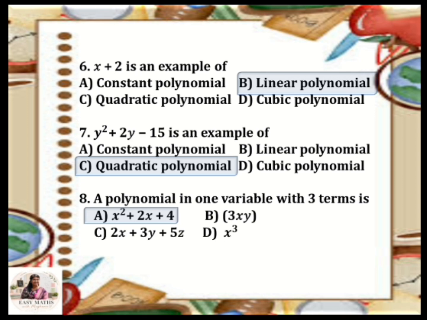Question number 8. A polynomial in one variable with 3 terms is. Here they are asking the example for polynomial in one variable. That is option A, x square plus 2x plus 4. Option B, 3xy. Option C, 2x plus 3y plus 5z. Option D, x cube. So here option A, x square plus 2x plus 4 is the correct answer. So this is regarding the question number 8.